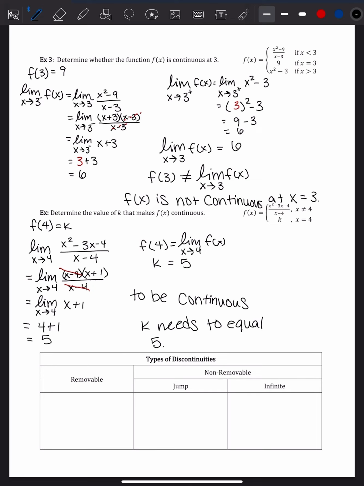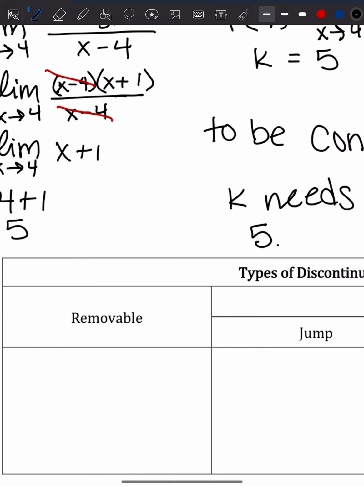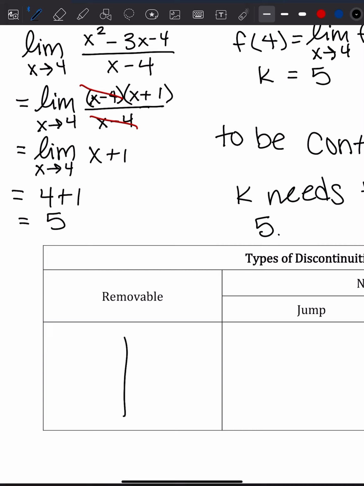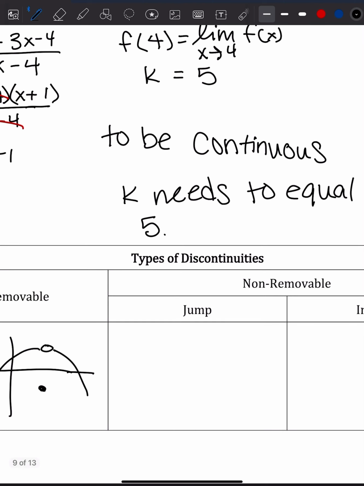So these different things have different names. When we talk about a removable discontinuity, it is anything where we are missing a point. So if I have a hole somewhere, I could have a hole in a graph, this is technically removable because we have removed a point, or if I have a solid point in there as well. So it's like removing it from where it was originally and plopping it somewhere else. A jump discontinuity is anytime we have a break.